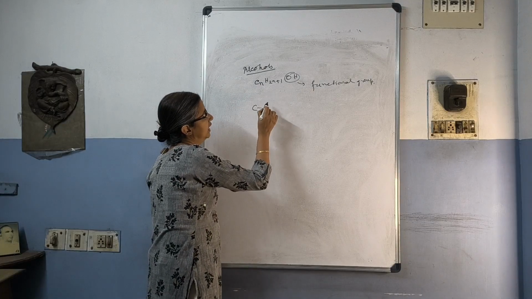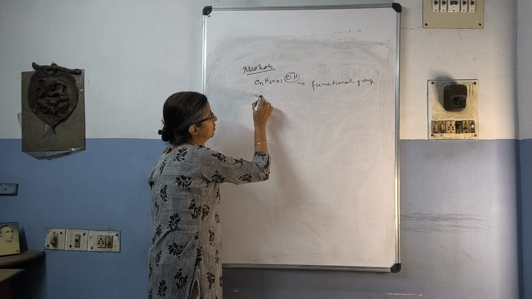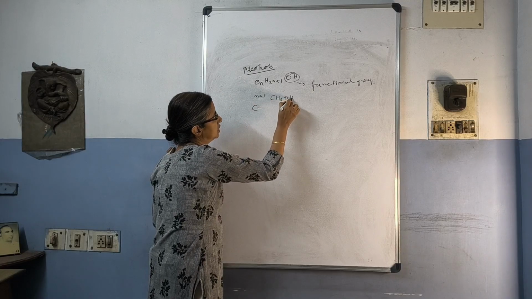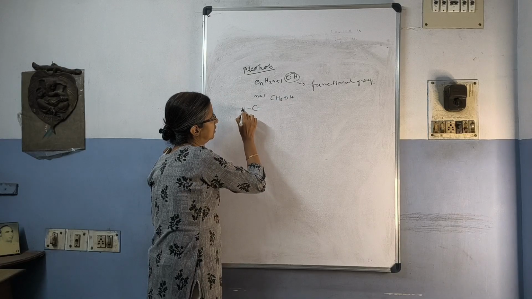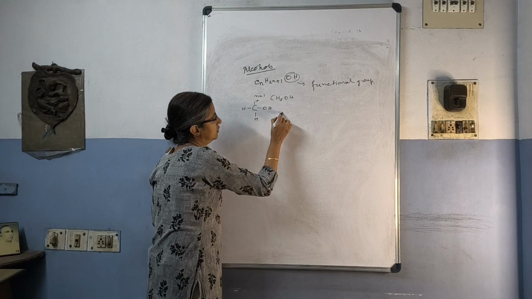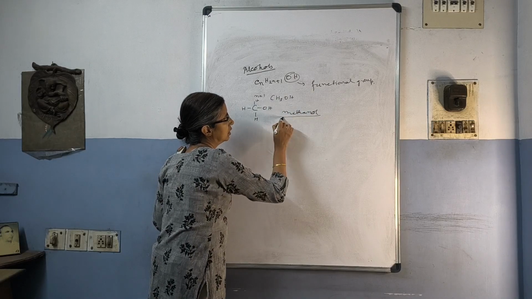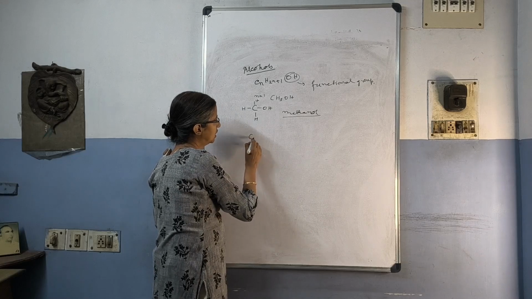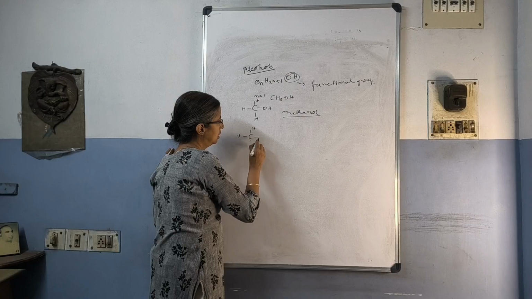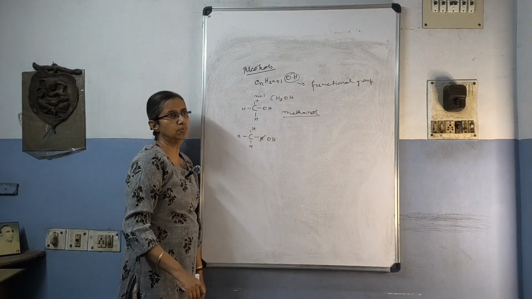Now how does this alcohol come? First, if we take n equal to 1, we have CH3OH. This is called methanol. How does this come? It comes from methane. You see, this is our methane. If we replace this hydrogen with OH, it is methanol.